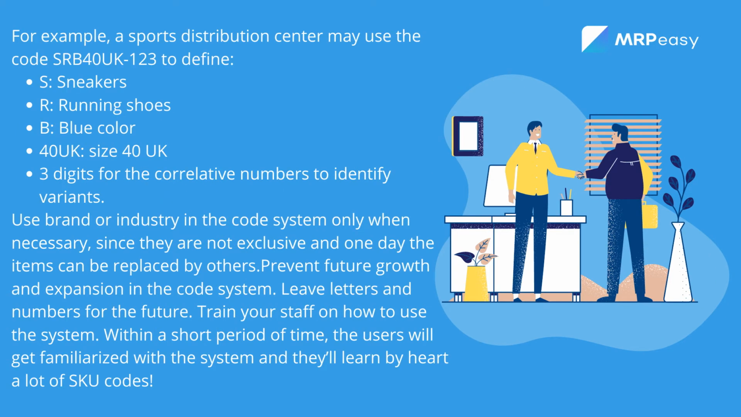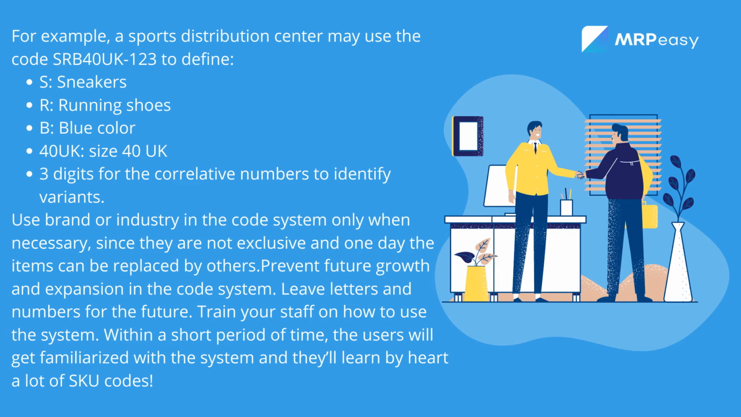For example, a sports distribution center may use the code SRB40UK-123 to define S, Sneakers; R, Running shoes; B, Blue color; 40 UK, size 40 UK; and 3 digits for the correlative numbers to identify variants.